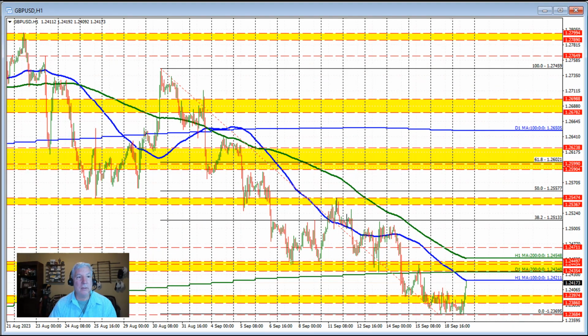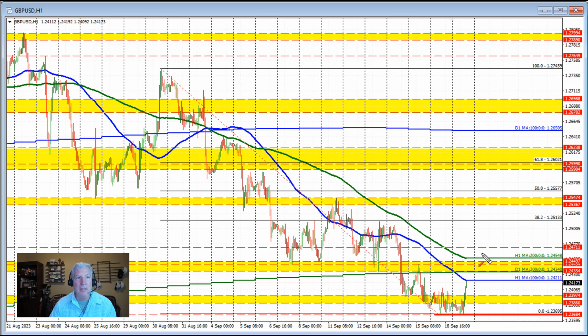The sterling versus US dollar on the hourly chart. The market, I guess finally, found this bottom here at the 1.2369 level both yesterday and again today. The sellers couldn't get below that level or much below that level, and the price started to rotate to the upside over the last few hours of trading during the European session.